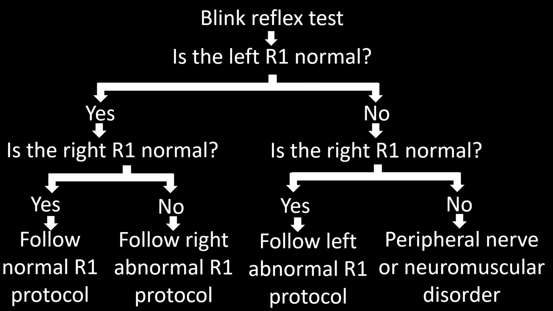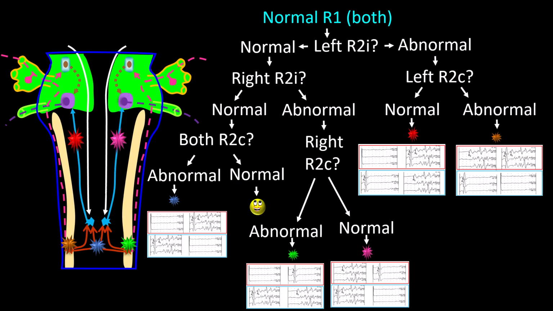Now, if we go back to the original question in the algorithm, is left R1 normal? And the answer is that it is so. And then you ask yourself if the right R1 is normal, and the answer is that it is so. Then you follow the normal R1 protocol, which I will explain in the next few frames. Since both R1 are normal, you know that the pontine nuclei and their connections and the studied segments of the trigeminal and facial nerve are normal.